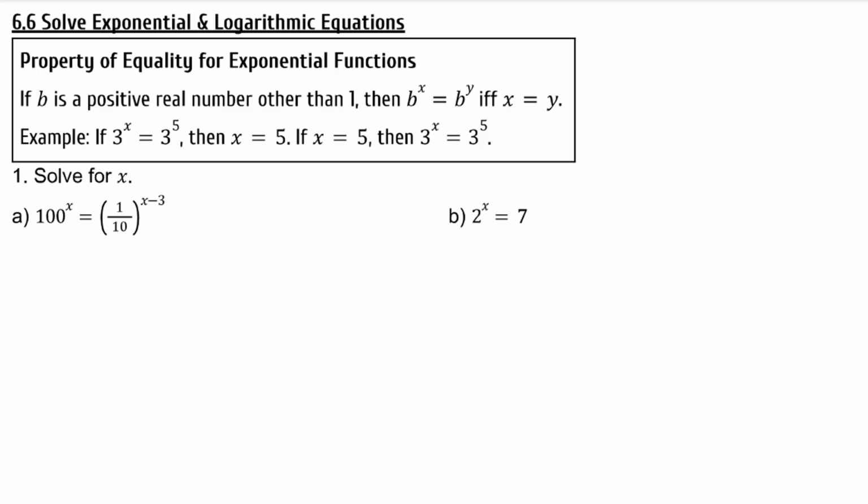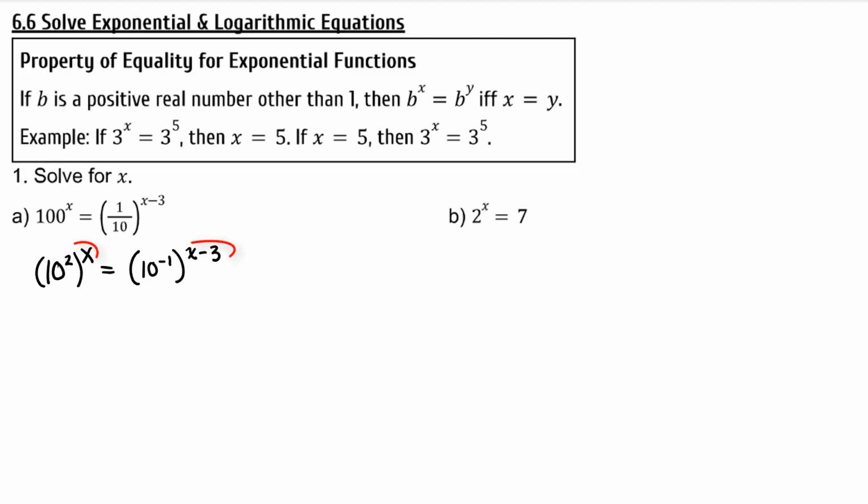So if the entire left side of the equation has the same base as the entire right side of the equation, then the exponents will be equivalent and you no longer have exponents. And then you can solve for x. 100 and 1 over 10 can be rewritten with a base of 10. 100 would be 10 squared. 1 over 10 would be 10 to the negative 1.